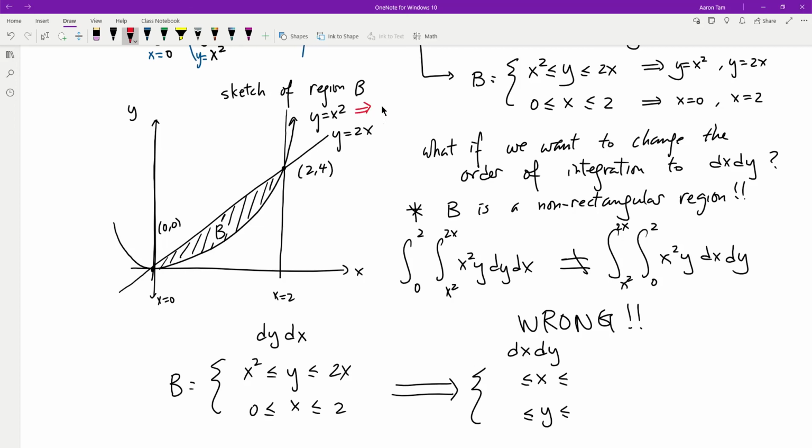Our y equals x squared turns into x equals radical y. Our y equals 2x turns into x equals 1/2 y. And because now I need the y value to be my last inequality, that indicates I have to box my region in using two y equals equations, which are horizontal lines. I can now define the two horizontal lines to be these two.